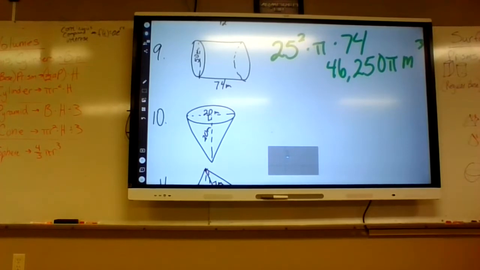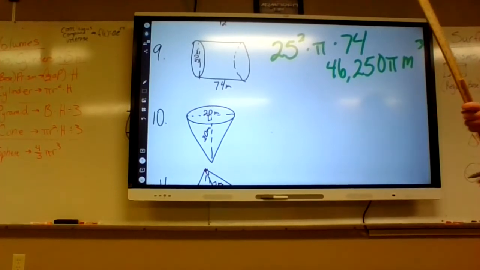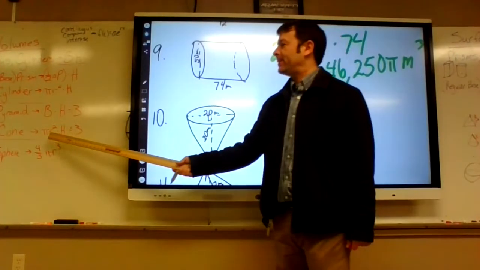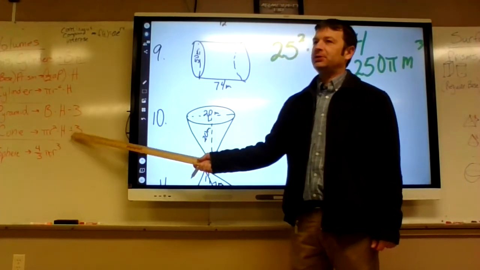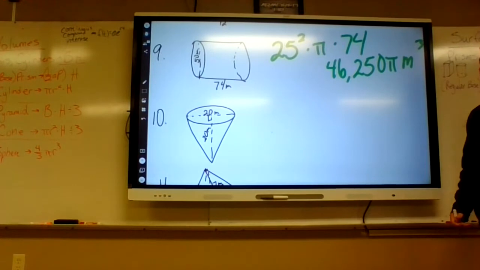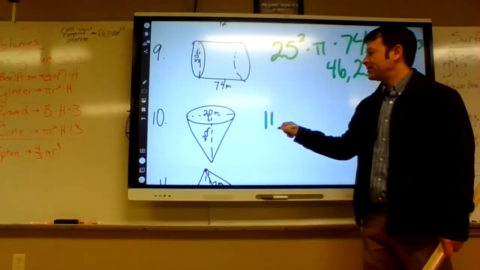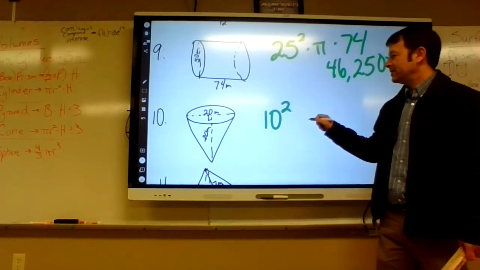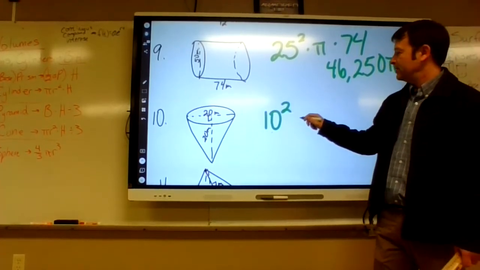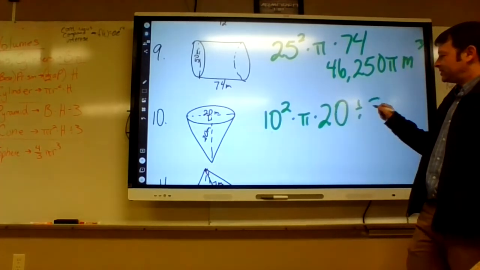Well, no, but okay, number 10 is a what? Cone. Pi r squared times h, almost identical to a cylinder. Pi r squared times h divided by 3. So, what is the radius for this cone? 10. Not 20. Notice that happens a lot on this. So 10 squared times pi times the height. Don't forget to divide by 3.